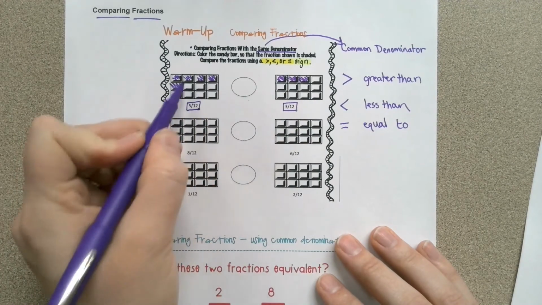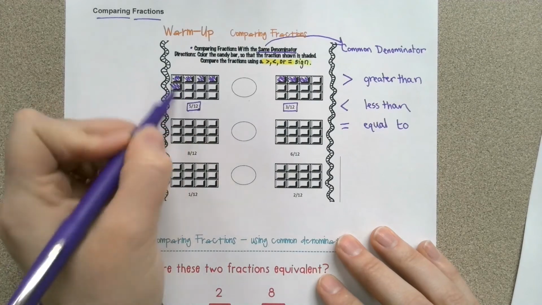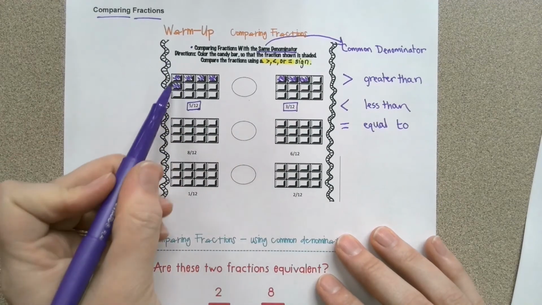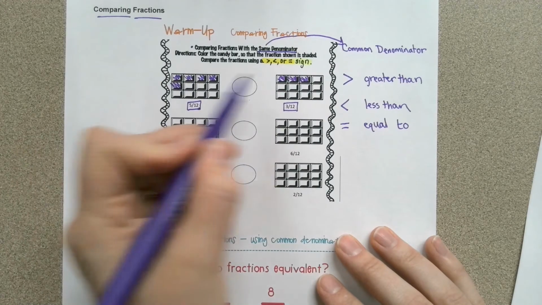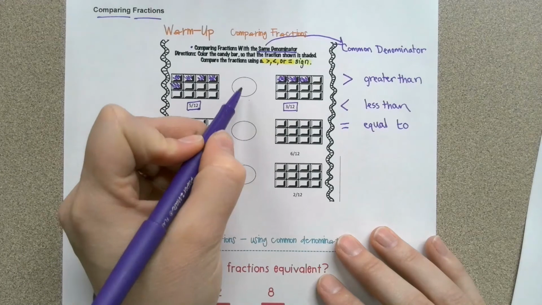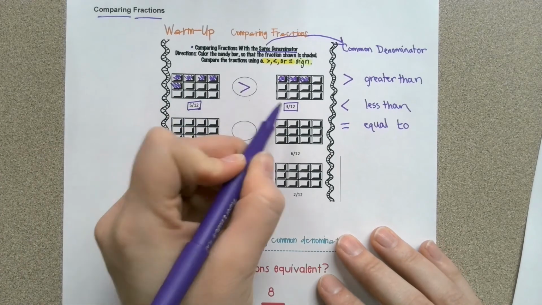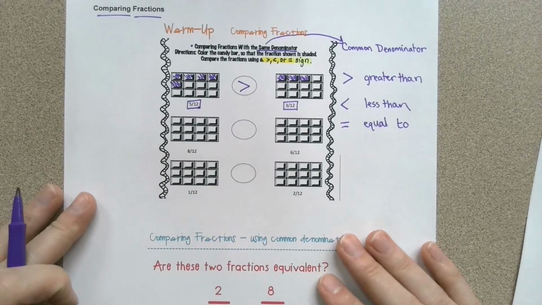Because there were 12 total pieces in each image, it's easy for us to compare because they were out of the same amount. It's easy to see that there are more shaded in on this side and all of the pieces are the same size. So we would say that 5/12 is greater than 3/12 because more chocolate is shaded.